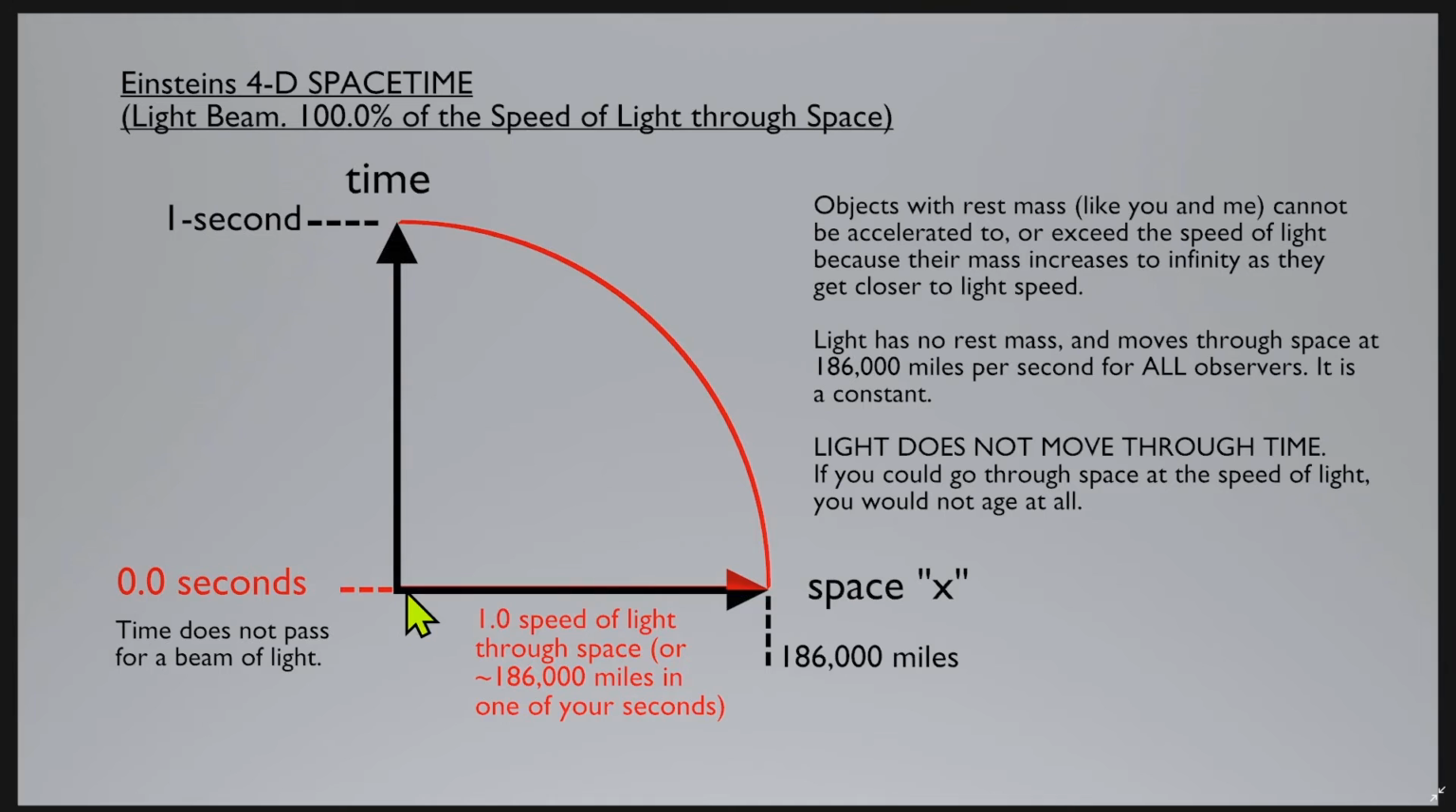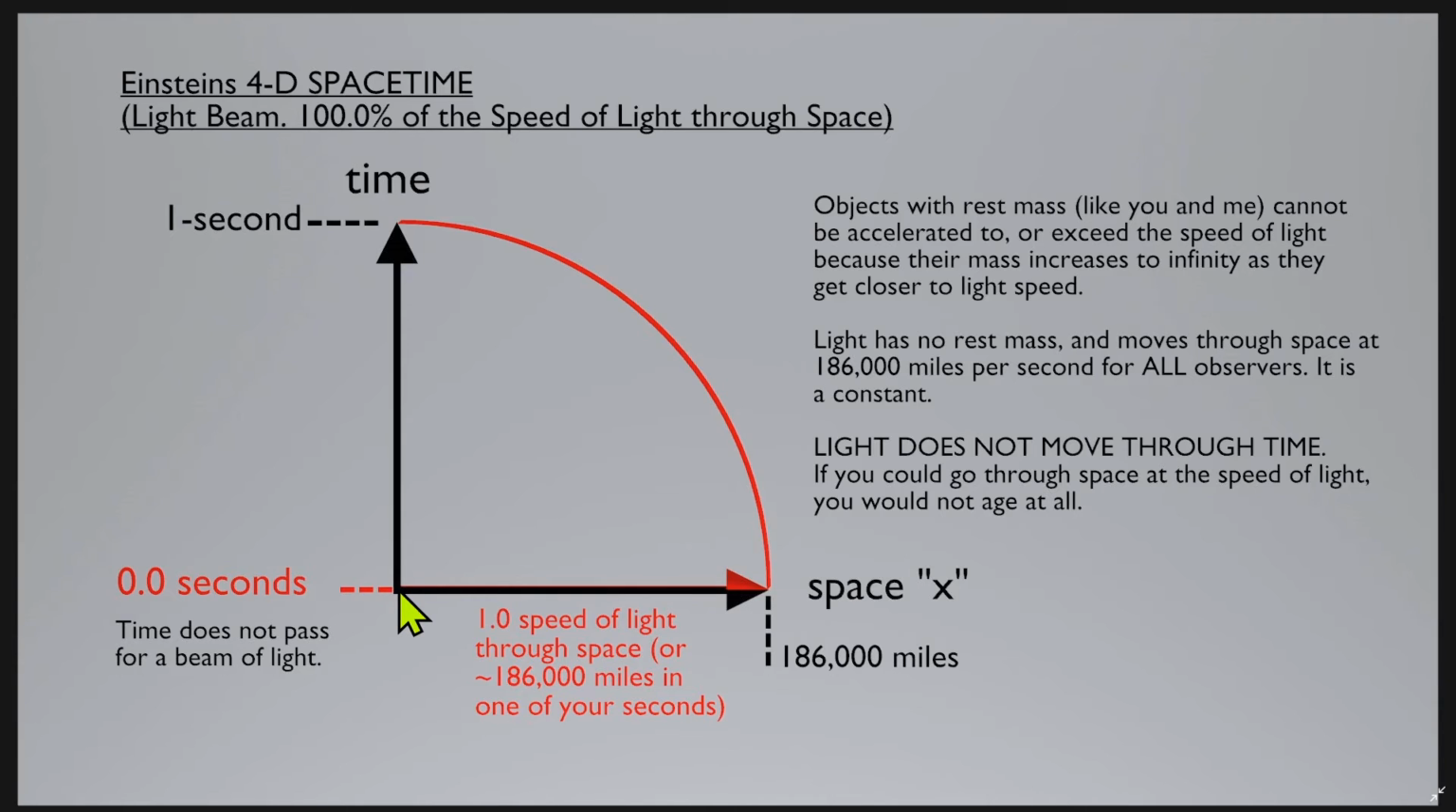It doesn't matter if you're moving into the beam or away from the beam. Whenever you measure that light, it'll be 186,000 miles per second. And the reason that happens is because the space and time flex and twist and distort so that you always get that measurement. And that's what we're looking at here, and that's what causes time dilation.